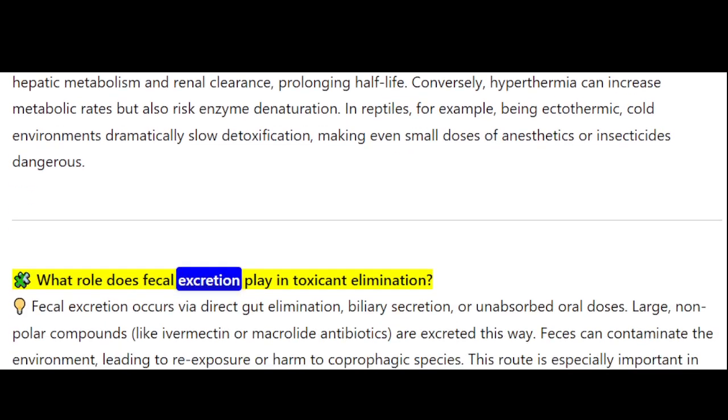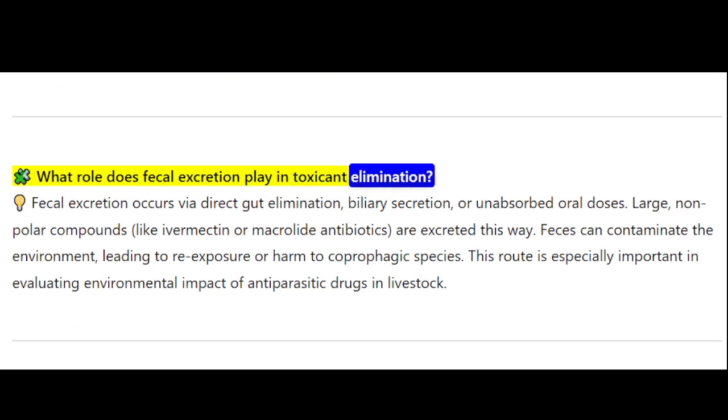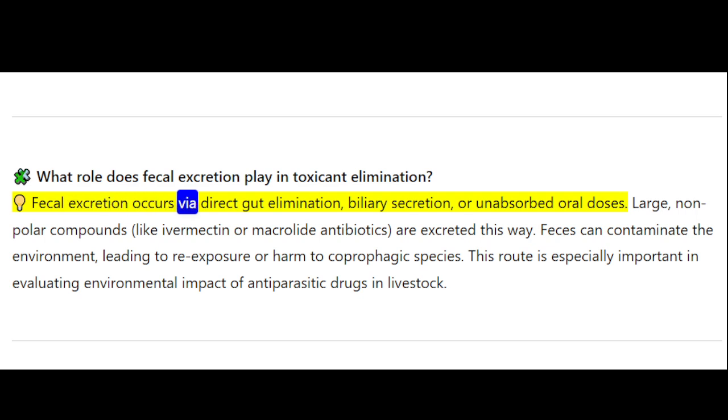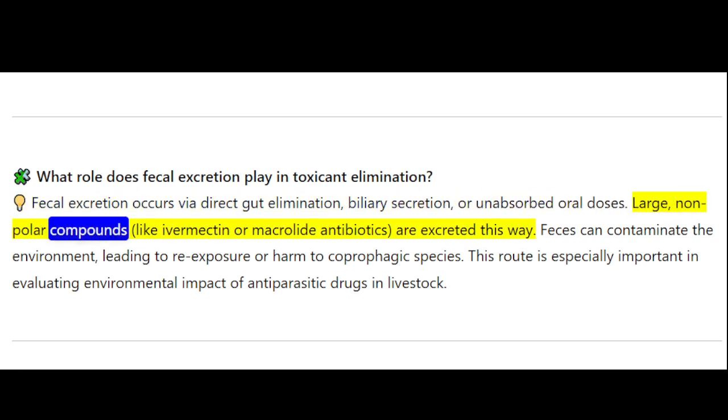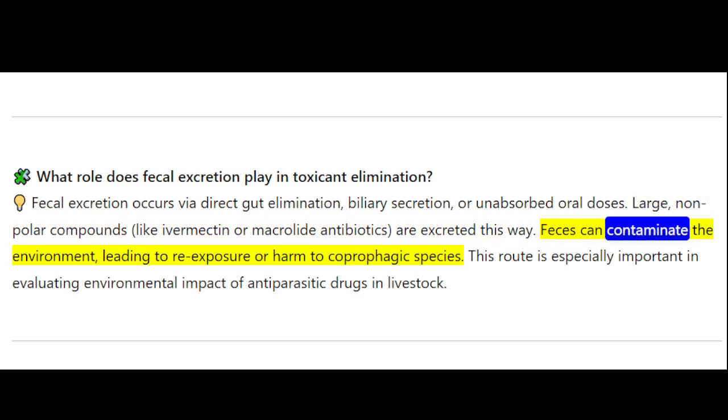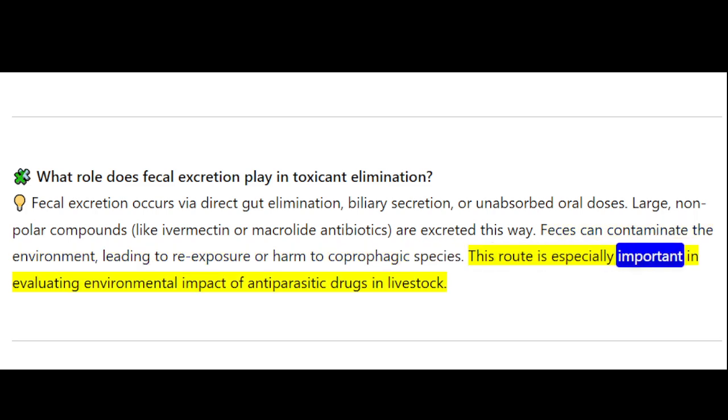What role does fecal excretion play in toxicant elimination? Fecal excretion occurs via direct gut elimination, biliary secretion, or unabsorbed oral doses. Large, non-polar compounds, like ivermectin or macrolide antibiotics, are excreted this way. Feces can contaminate the environment, leading to re-exposure or harm to coprophagic species. This route is especially important in evaluating environmental impact of antiparasitic drugs in livestock.